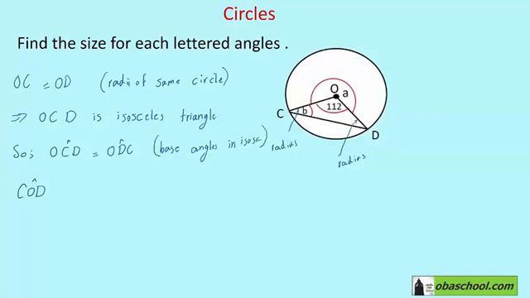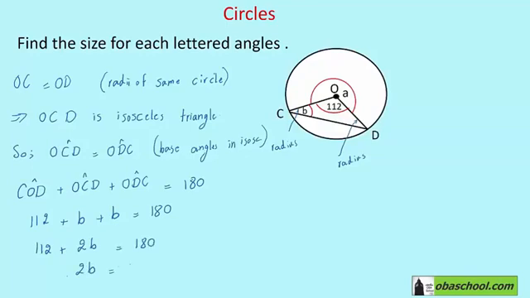The angle COD is already given, which is 112 degrees, plus the angle OCD plus the angle ODC have a total of 180 degrees. So, 112 plus B plus another B, since OCD and ODC are equal, are all equal to 180. So 112 plus 2B is equal to 180. Now, isolate 2B, so 2B is going to be equal to 68. Now, divide both sides of the equal by 2 to isolate B. B is equal to 34.